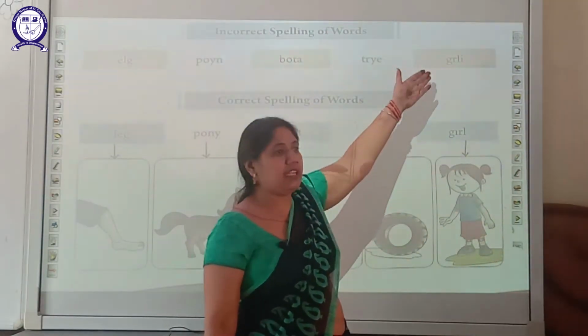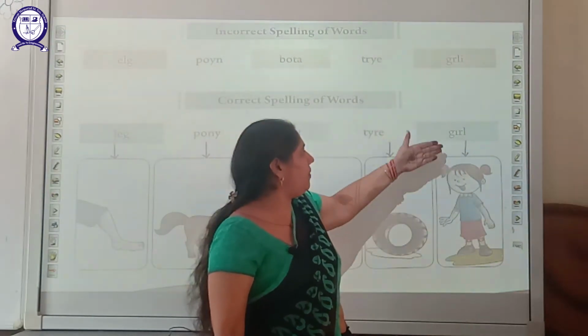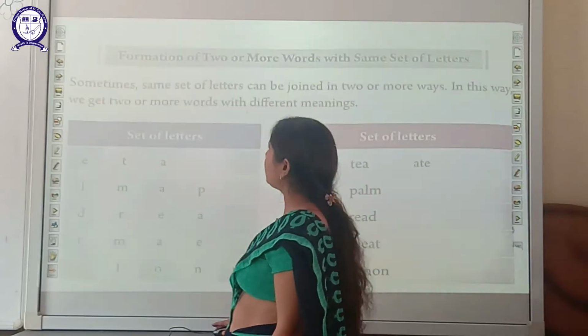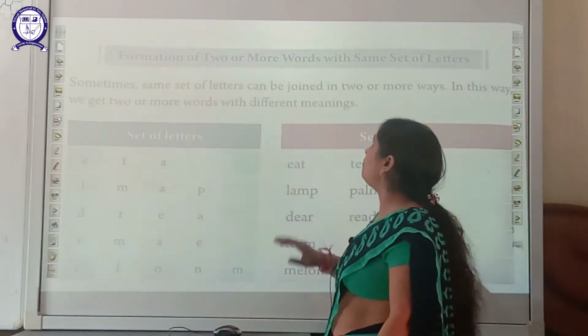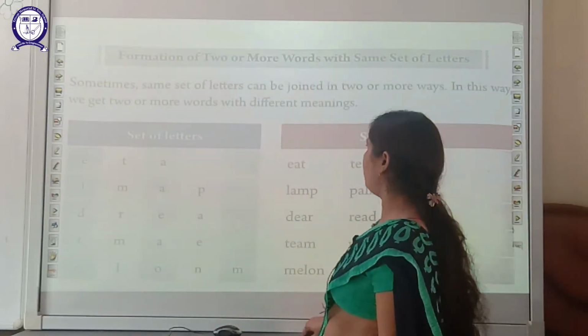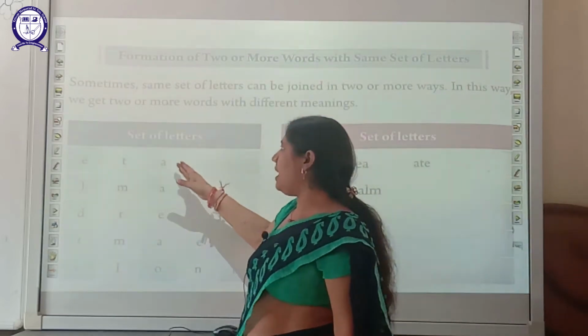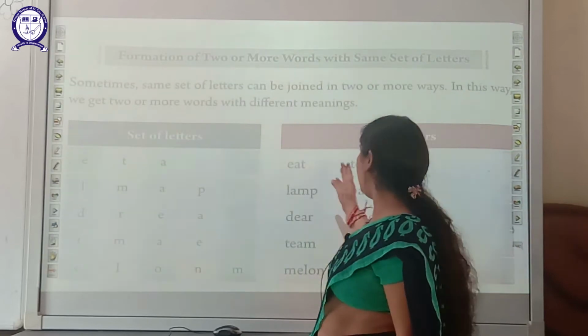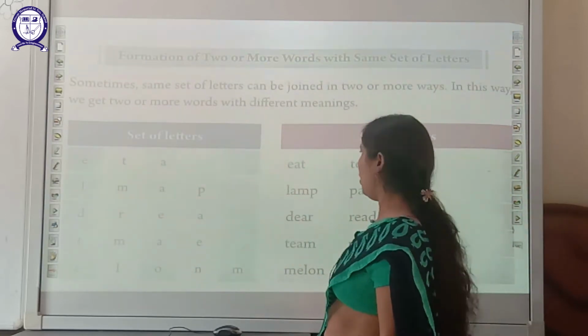G-R-L-I, that is incorrect. When we arrange in a proper way, G-I-R-L, girl. Come to the next slide. Formation of two or more words with the same set of letters. E-T-A, that is a set of letters when we arrange. So E-A-T, eat, or A-T-E, ate.